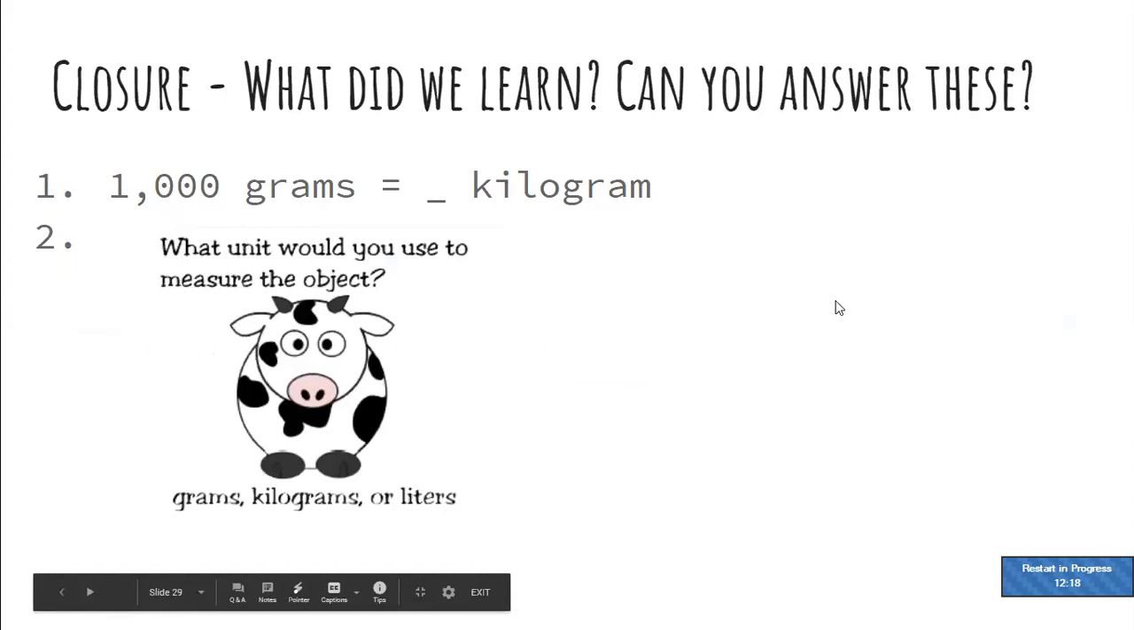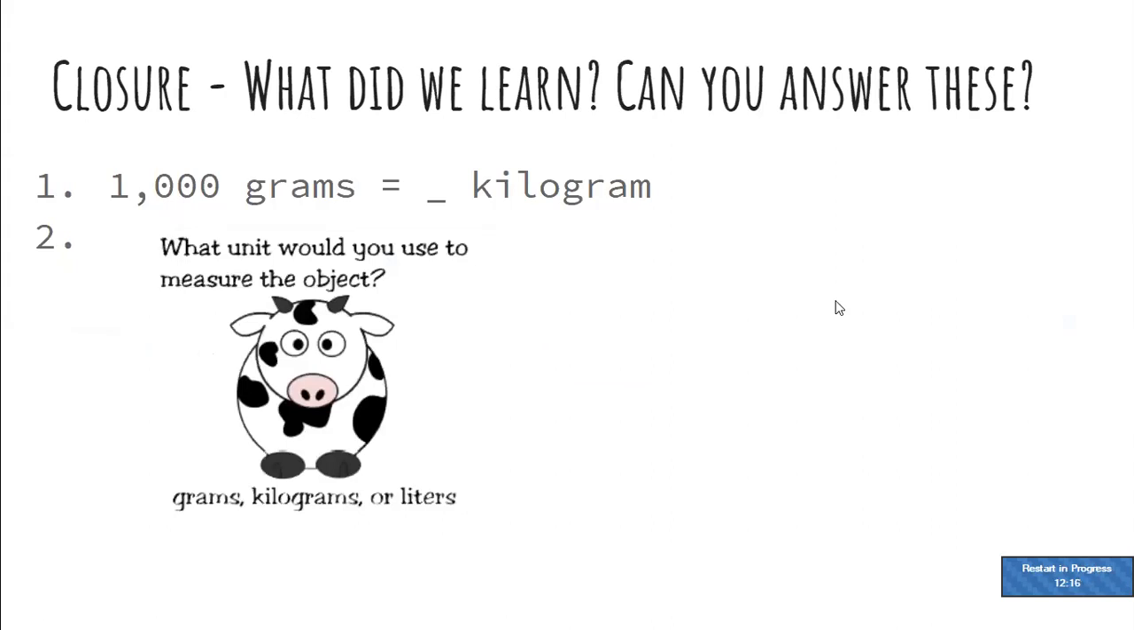So in closing, what did we learn? Can you answer these? Number 1, 1,000 grams equals blank kilogram. I'll give you some think time. If you said 1 kilogram, you are correct.